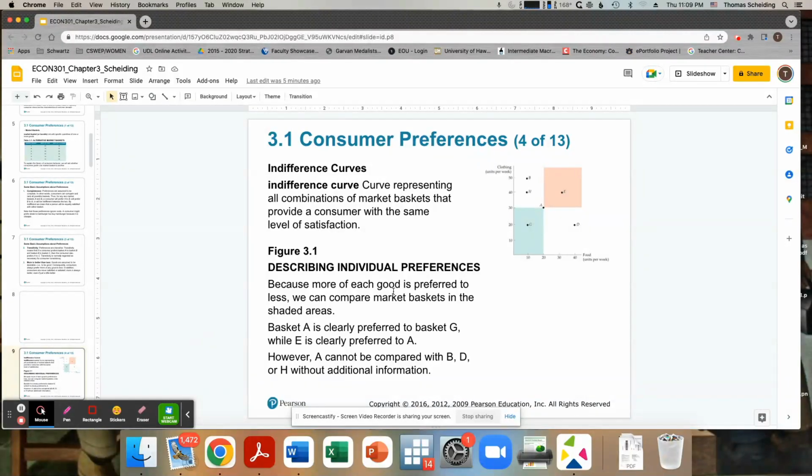So you can see this much better drawn picture here. E is preferred to A is preferred to G. You know that because E has more of both goods than A, and A has more of both goods than G. So E is preferred to A is preferred to G, and consequently, E is preferred to G. But what we need to be able to draw here is an indifference curve, a line that will combine baskets of products of equal utility.